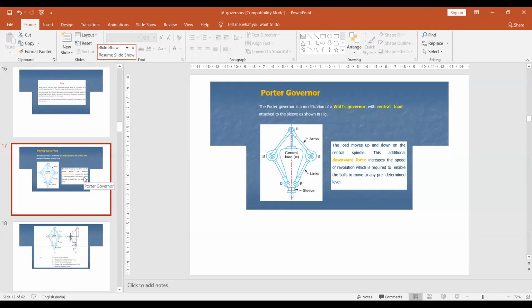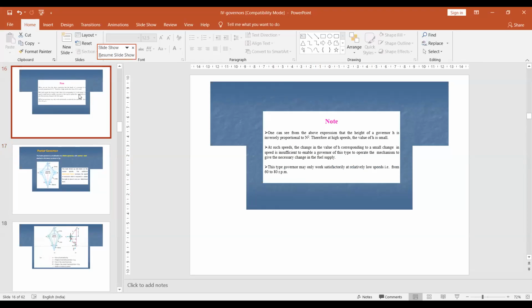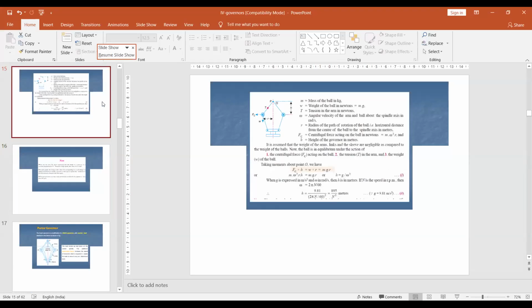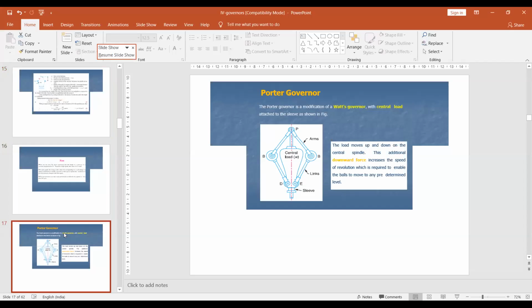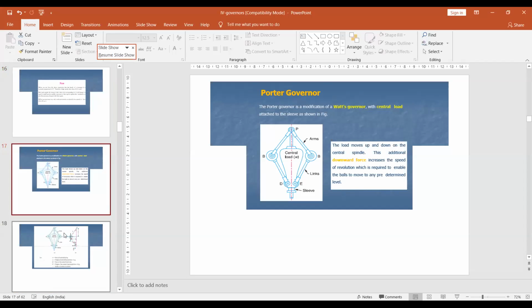Do you understand the derivation of our Watt governor? Please respond. Is my screen visible? Please respond, roll number 302. Yes, sir, it's visible, sir. Okay. So now, do you understand that?